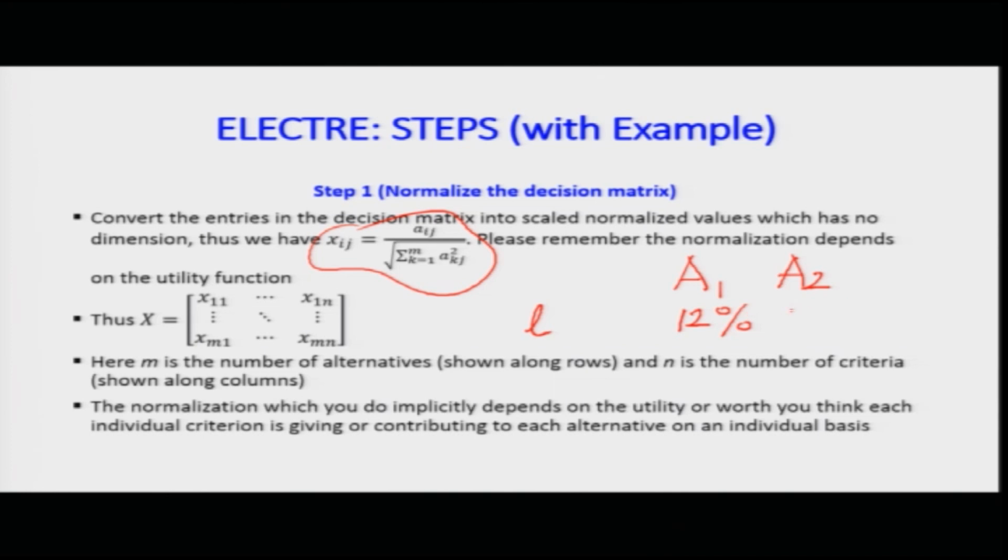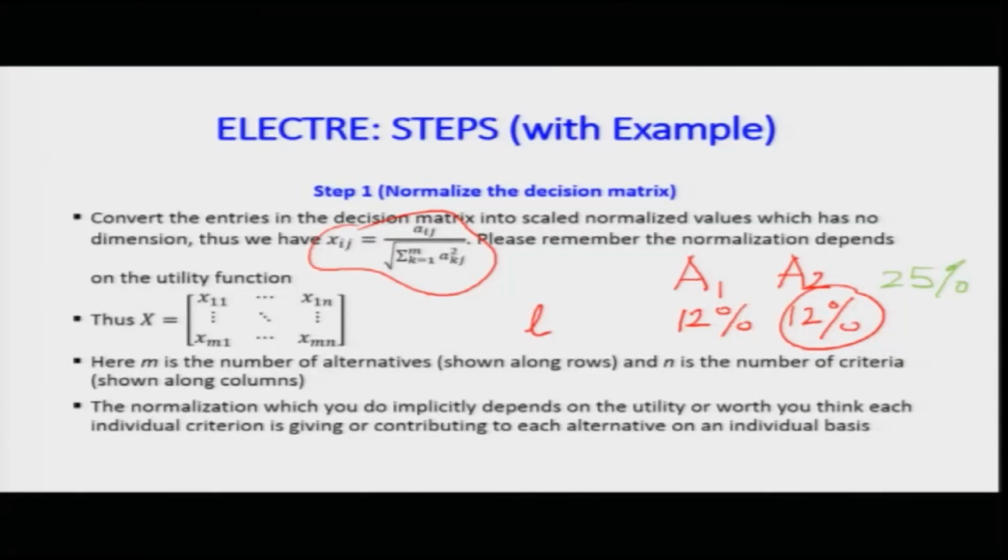So, we will continue considering 12% for A2 also. But if the question arises, what if we take 25% here and 12% here, that concept we are not going to consider in our problem, because we will consider there is a changing weightage you are going to assign to the criteria, but we are not going to consider that. So, the last point mentions the normalization which you do implicitly depends on the utility or what you think each individual criterion is contributing to each alternative on an individual basis.